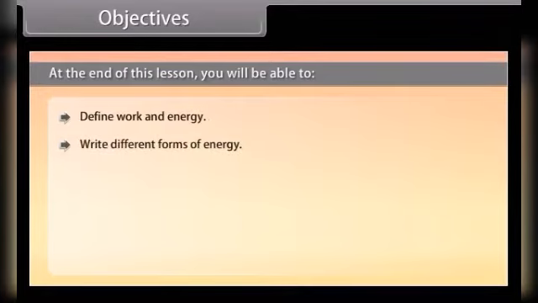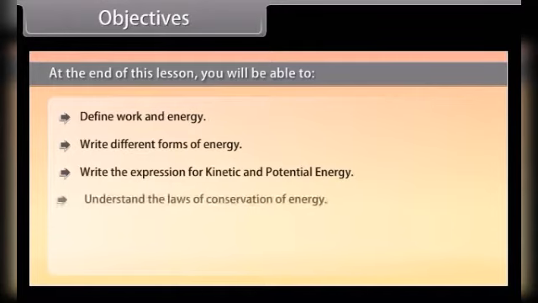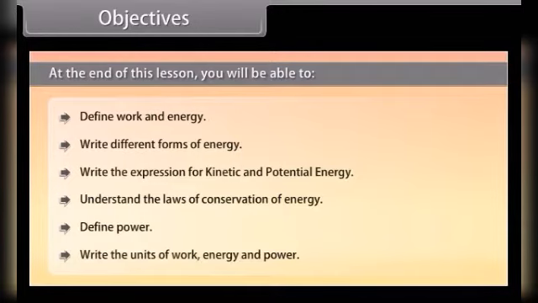At the end of this lesson, you'll be able to define work and energy, write different forms of energy, write the expression for kinetic and potential energy, understand the laws of conservation of energy, define power, and write the units of work, energy and power.